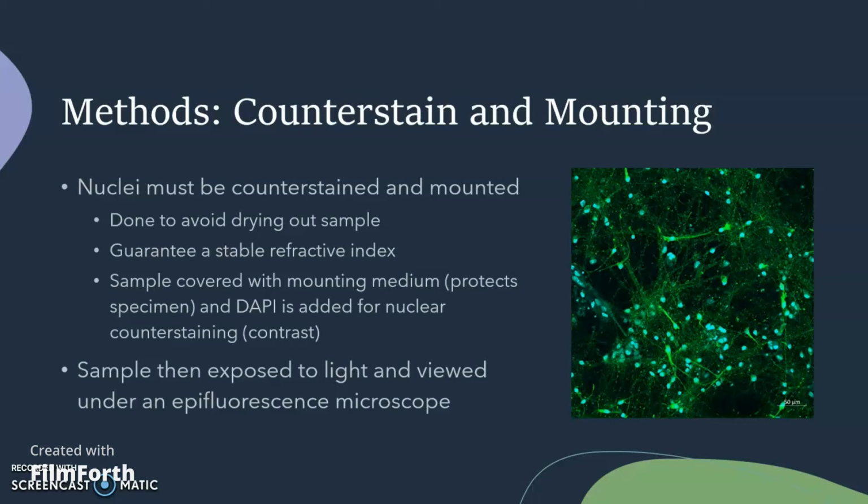And once this is done, you can then view this sample in either an epifluorescence microscope or a confocal microscope. And in this specific example, as you can see to the right, it is a neuron that has been immunologically stained.